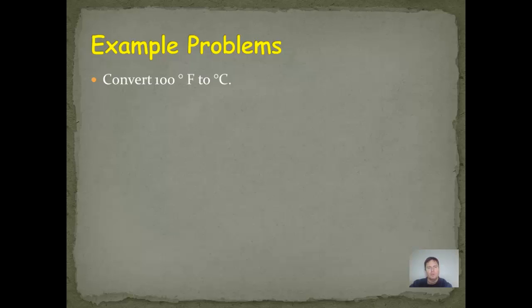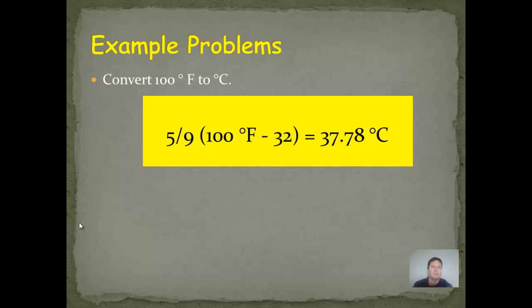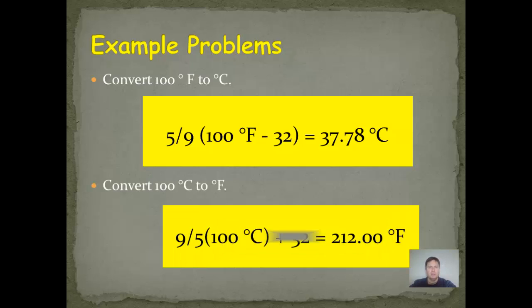Now, let's do an example problem. Convert from 100 degrees Fahrenheit to Celsius. Well, 5/9 times 100 minus 32, okay, equals 37.78 degrees Celsius. Okay, let's try going the other way. What if we have 100 degrees Celsius to Fahrenheit? Well, we take 9/5 times 100 and add 32, so we get 212 degrees Fahrenheit, which makes sense, right? This is the boiling point of water in Fahrenheit. This is the boiling point of water in Celsius.